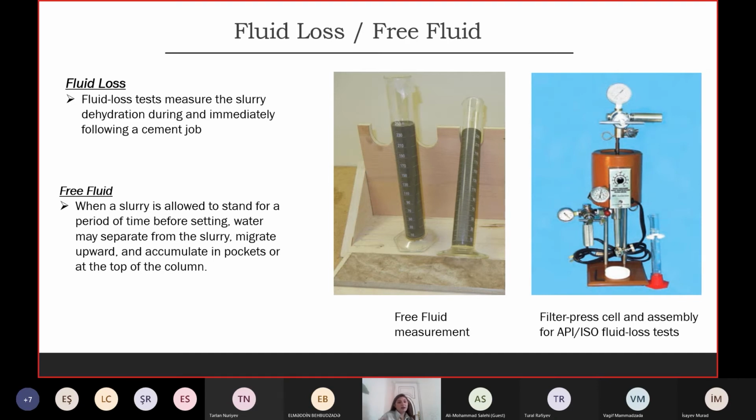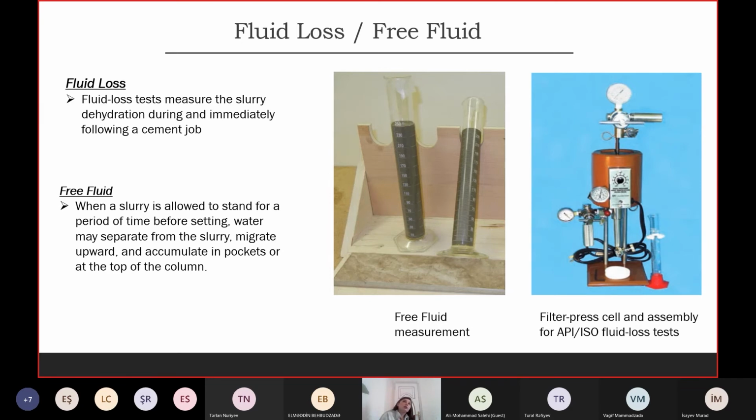Okay, what I have written: when a slurry is allowed to stand for a period in a stable condition before setting, water may separate from the slurry, migrate upward, and accumulate in pockets or at the top of the column. On the top of the slurry it is collected, and after you wait for 2-3 hours, you will find that there is a level of water above the top of slurry, which is not favorable. For this one, you need to design your slurry in a way to get this free fluid to zero.